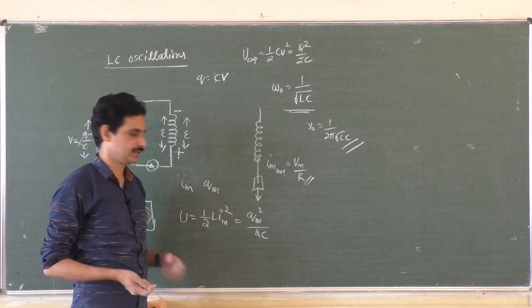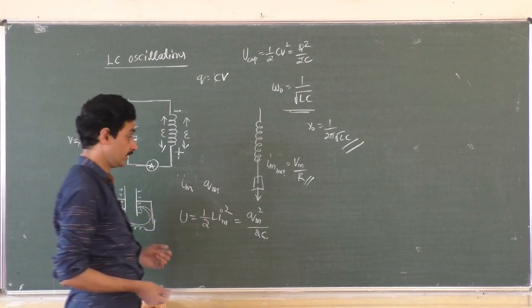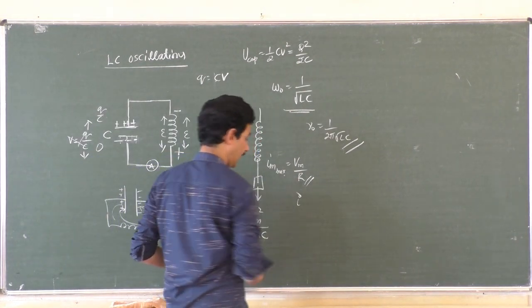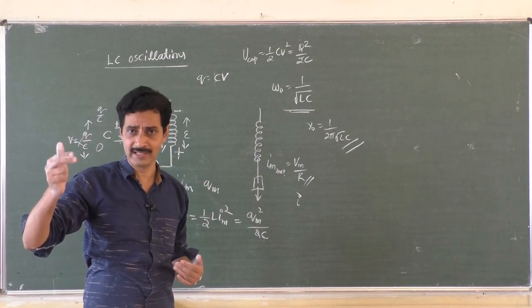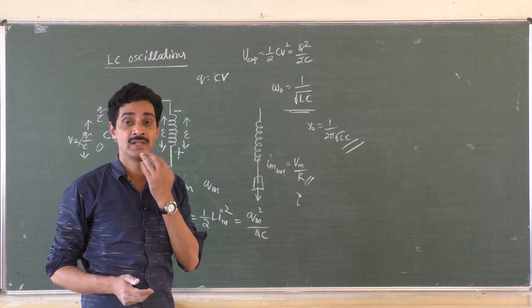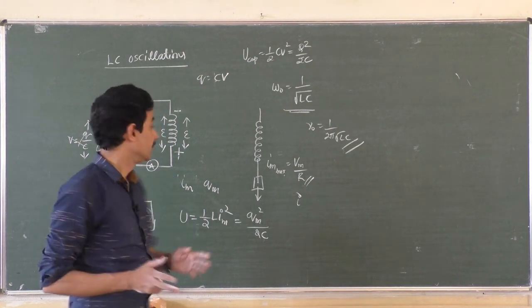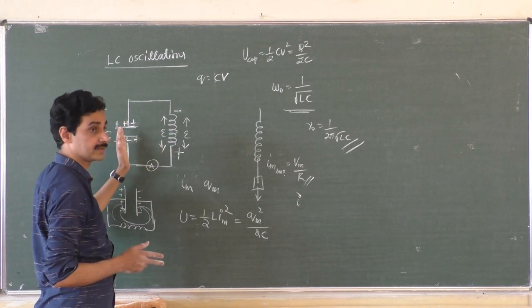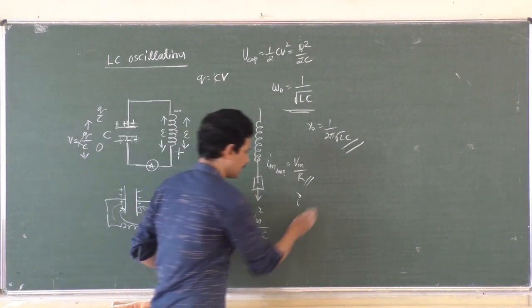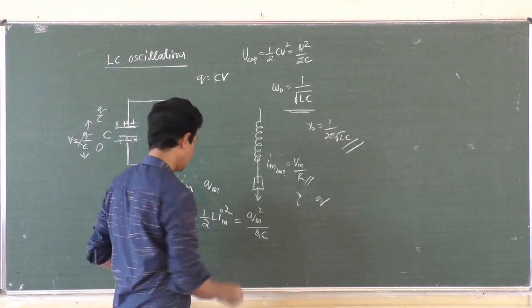So these are the two maximum energies. Suppose at an intermediate case, I is the current, and it is not maximum. What will be the energy stored in the inductor? Not complete. Some energy is transferred to the inductor and the remaining energy will be in the capacitor. Now what is the charge in the capacitor? Q, say. Now how do you write the same equation?